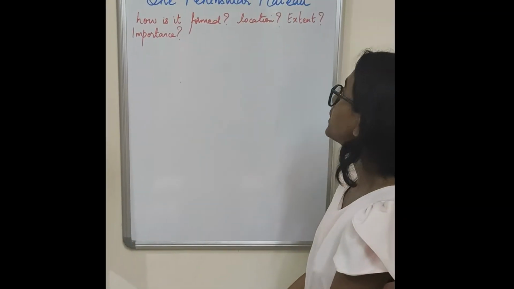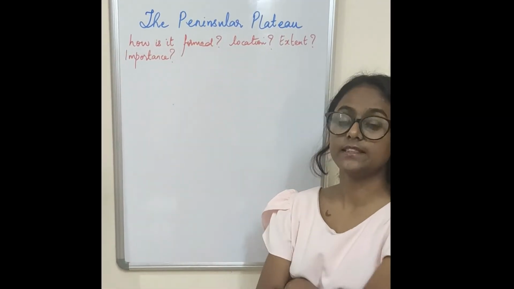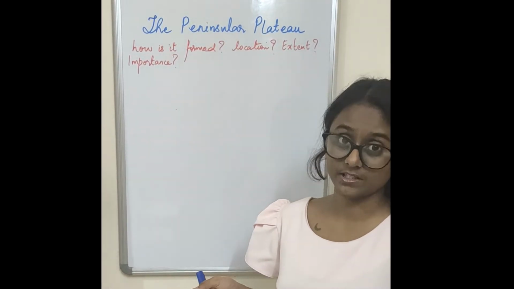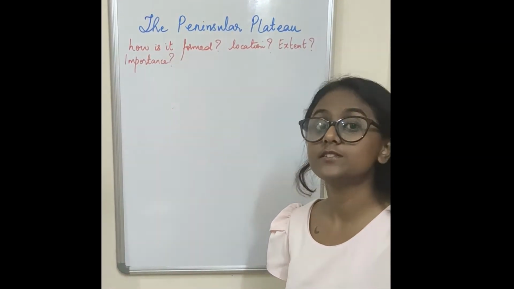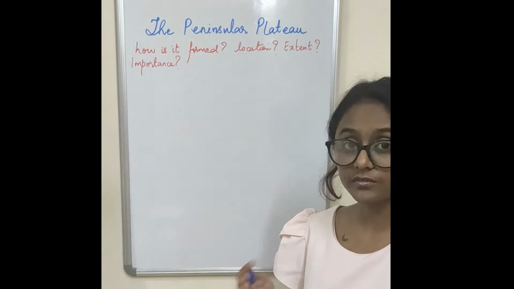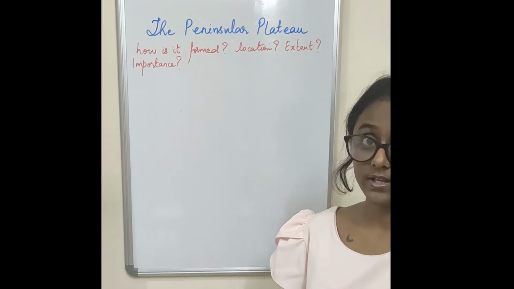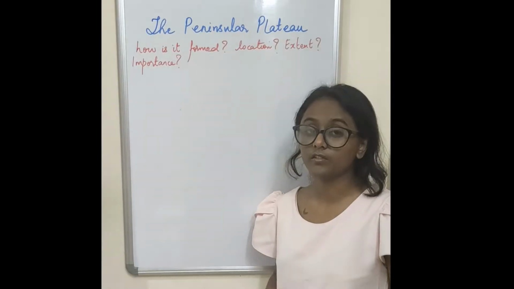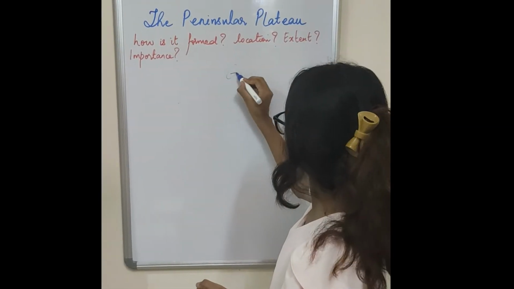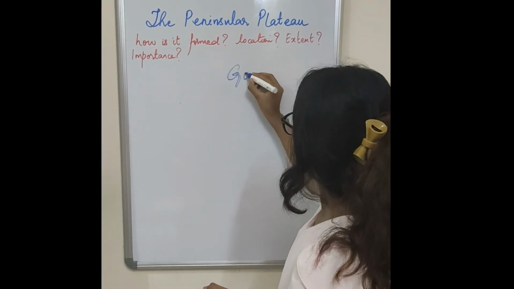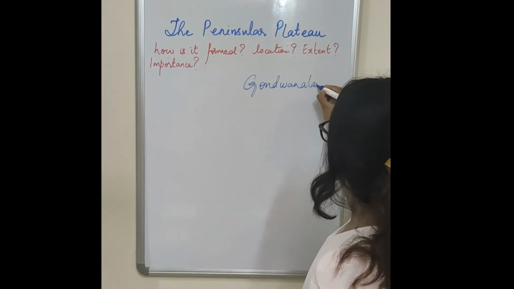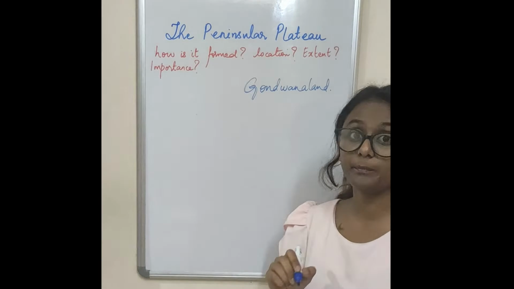Now let's learn about the Peninsula Plateau, which is the third physical feature that we're learning. It's also the largest physical feature in India, okay? It's also the oldest physical feature in India and perhaps one of the oldest in the world because it was part of this land called Gondwana land, okay? Gondwana land, which was a part of Pangaea.